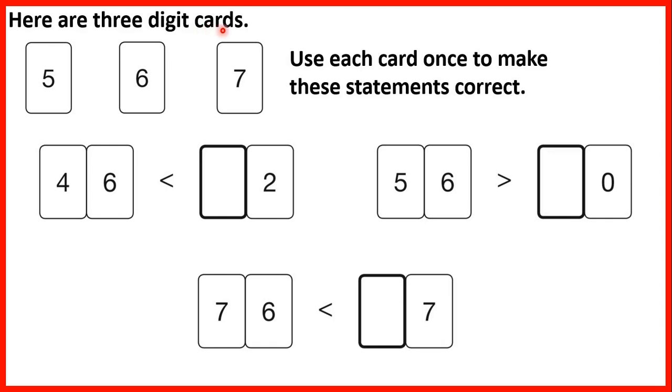Here are 3-digit cards. We have 5, 6 and 7, and we need to use each card once to make these statements correct. So 46 is less than what number? Well, here we could use any card because 46 is less than 52, less than 62 and less than 72. But because we can use each card only once, it's best to come back to this question because we could solve the other questions and then see what card is left.